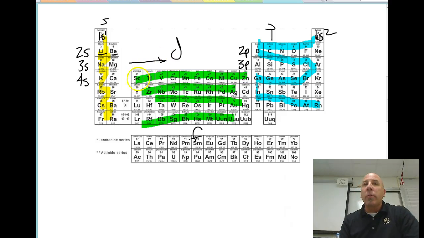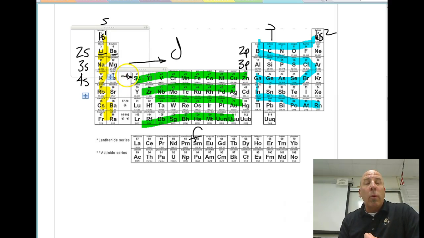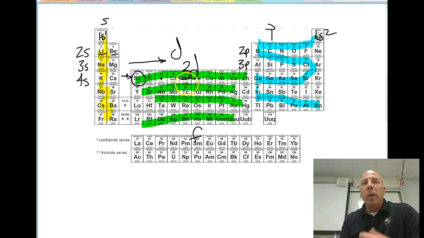Now something very interesting happens right here. What we get is a drop. You would think it would be 4d, but it doesn't. It isn't 4d. What happens is we get a drop down and we get a 3d. And so going across this first period of our transition metals, scandium here would be 3d1, then 3d2, 3d3, 4, 5, 6, 7, 8, 9, 10, all the way to zinc. Zinc is right there at the end, and that's going to be our 3d10.